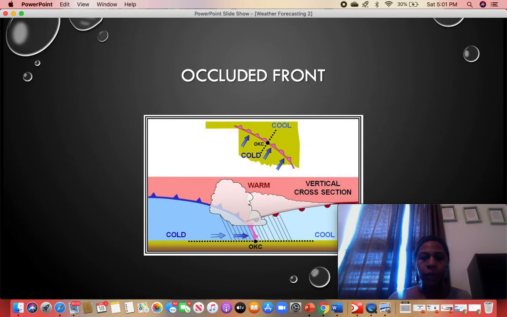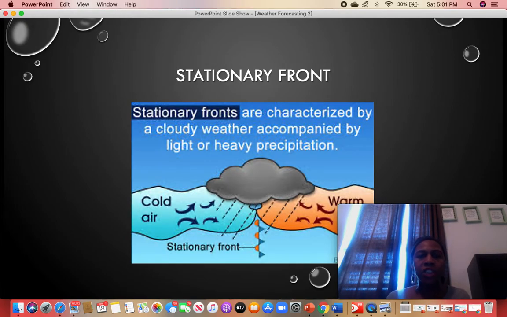Okay. Here's an illustration of our stationary front. Again, it's kind of a standoff. Nobody's really pushing anybody or overpowering anybody, and they just kind of hang out for several days, bringing rain.